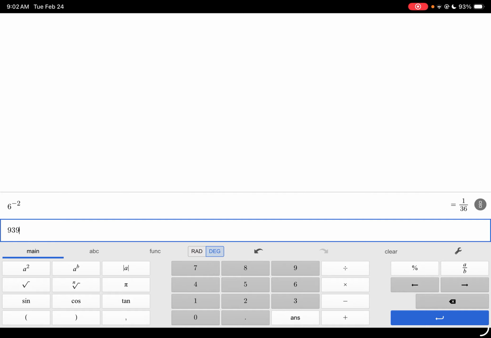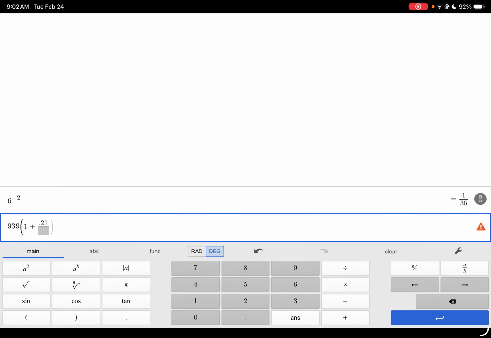939 times 1 plus my rate, 0.21, over 360, and then I'm going to raise it to the 360 divided by 12 power, which again is just raise it to the power of 30. If you use your calculator, either your actual calculator or the one on your iPad, it doesn't really matter, but if you do this, you would get that your amount left over is $955 and about 57 cents.